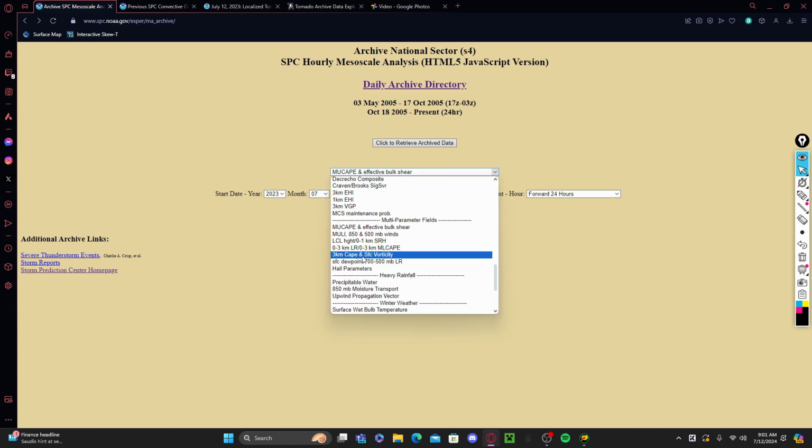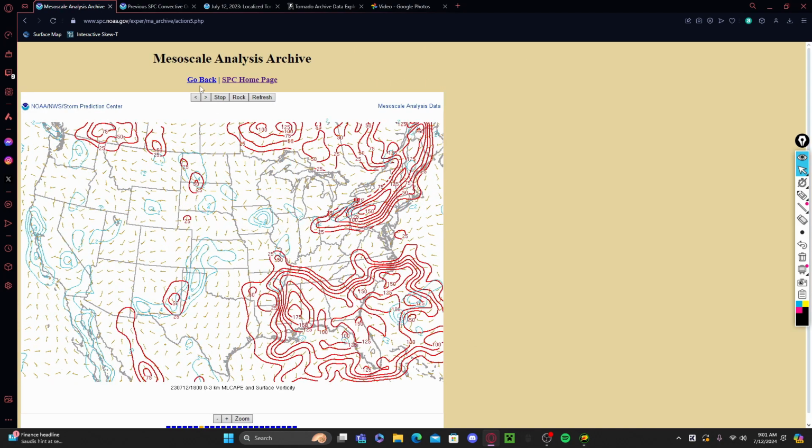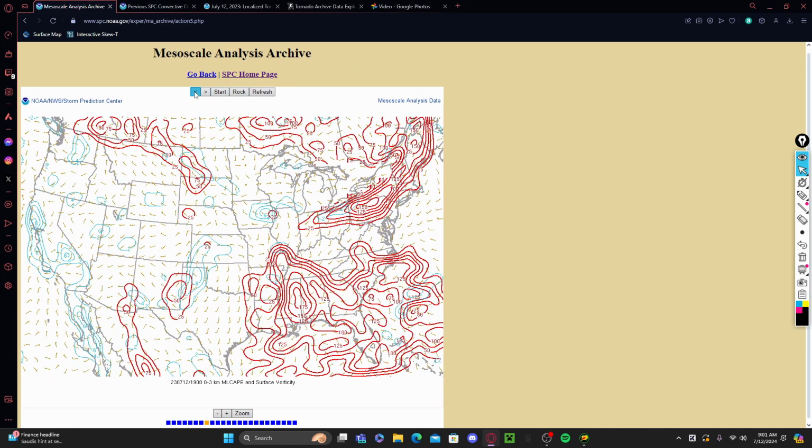And finally, of course, 3CAPE and surface vorticity, something we've seen a lot, and when these kind of bullseye together, that's often when we look at tornadoes.